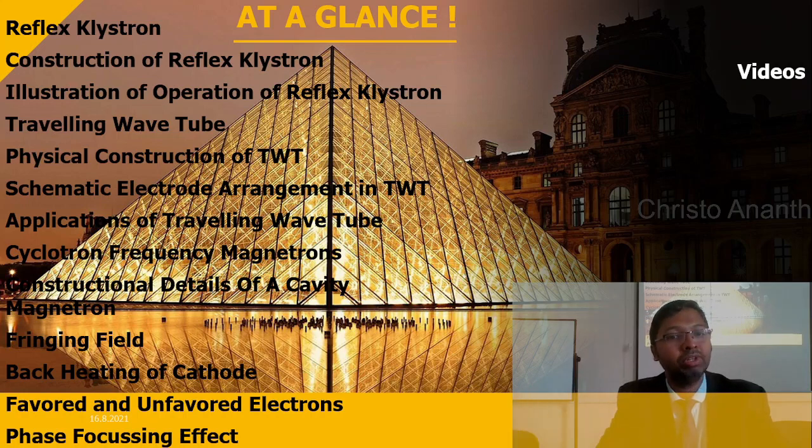Then the third part of today's class will discuss the magnetron. We'll discuss cyclotron frequency magnetrons. What are the construction details of the cavity magnetron? What do you mean by fringing field? We'll try to understand the topic. Then back heating of the cathode. You should understand that one. And we'll discuss favored electrons as well as unfavored electrons. Then finally, we'll end the class with the phase focusing effect. At regular intervals, I'll be giving you some short videos to discuss the knowledge in our topics.